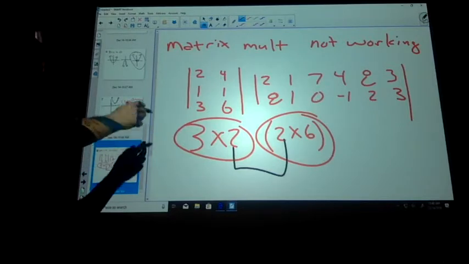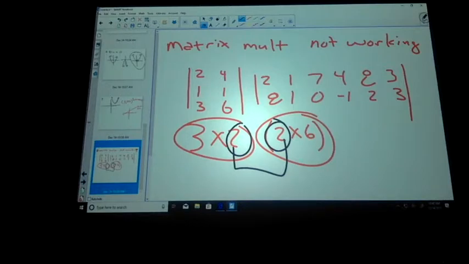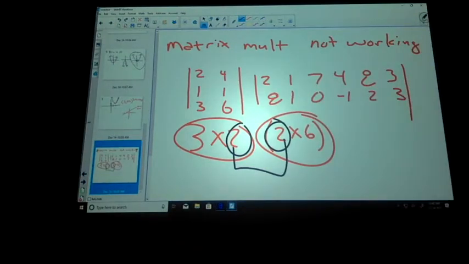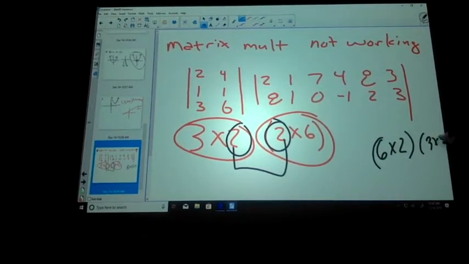Okay, so if these insides match, that means multiply right away. If they don't match, don't say, well, if I flip my matrices over, then it will work. If I were to multiply in a reverse order, I get 6 by 2 and 3 by 2. Notice those inside dimensions do not match. Agreed? So that means I can't multiply them together.